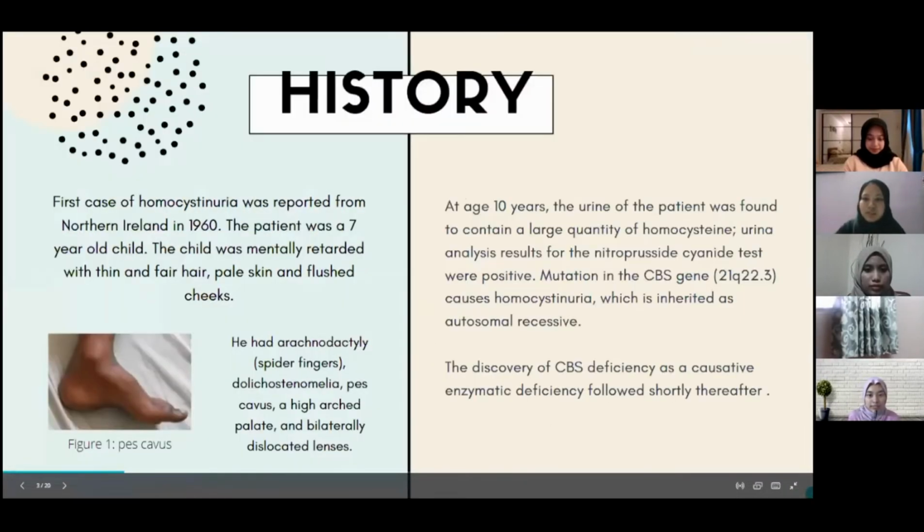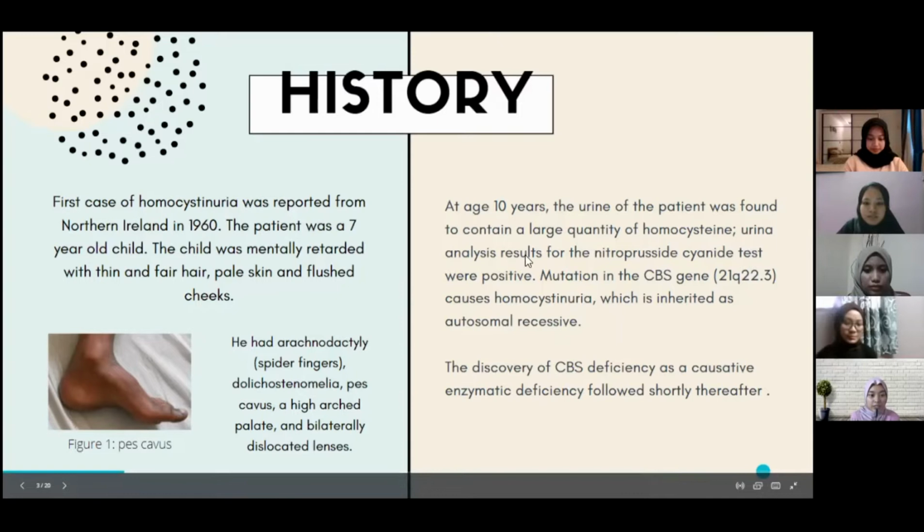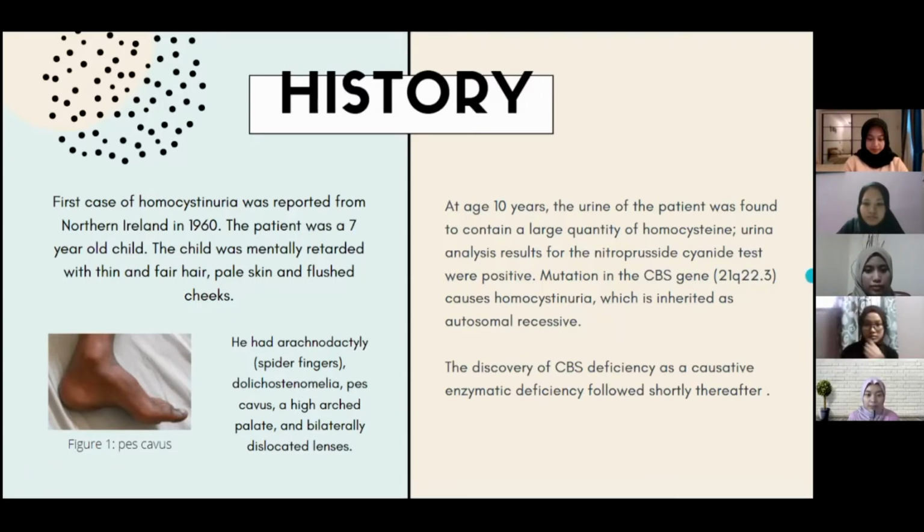Next is a little bit about the history of the first case of this disease. The first case of homocystinuria was reported from Northern Ireland in the year 1960. The patient was a 7-year-old child. The child was mentally retarded with thin and fair hair, pale skin, and flushed cheeks. He had several conditions like spider fingers, dolichostenomelia, pes cavus, a high arch palate, and bilaterally dislocated lenses.